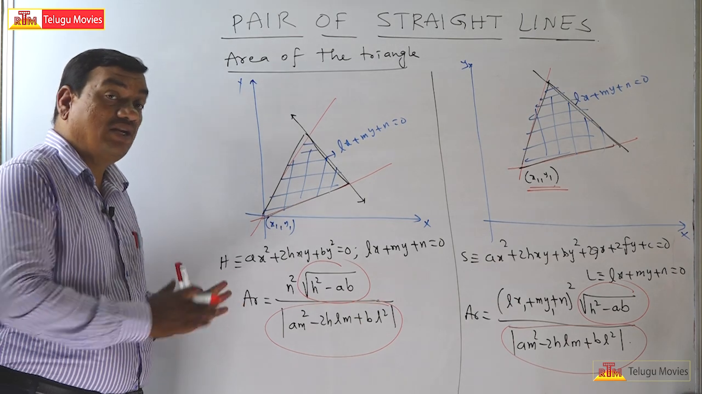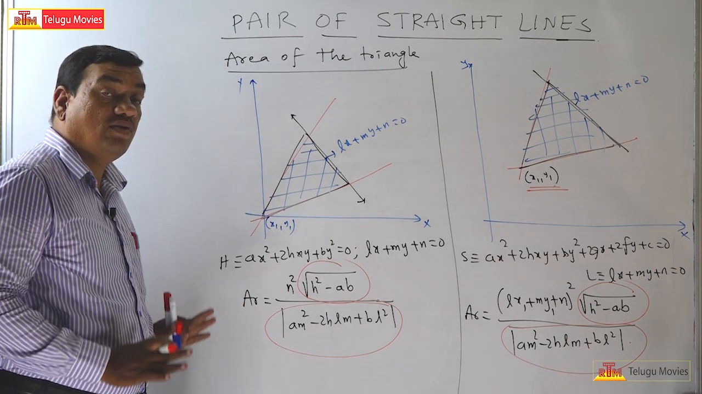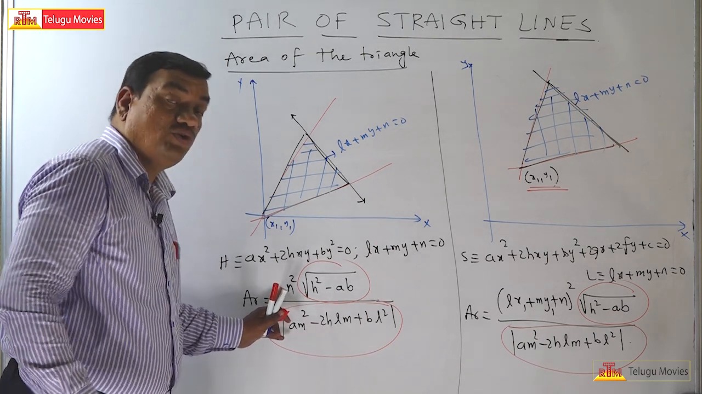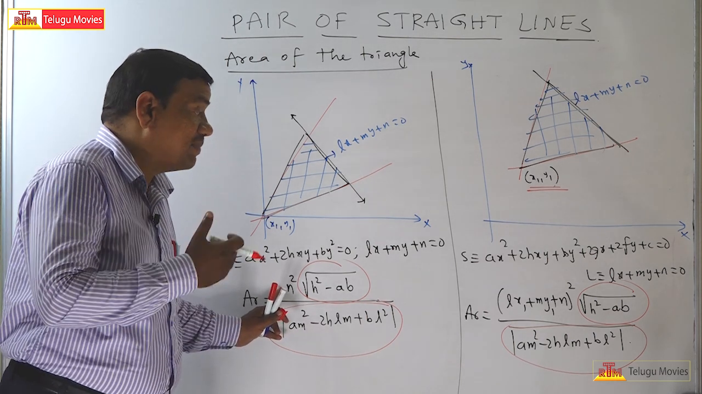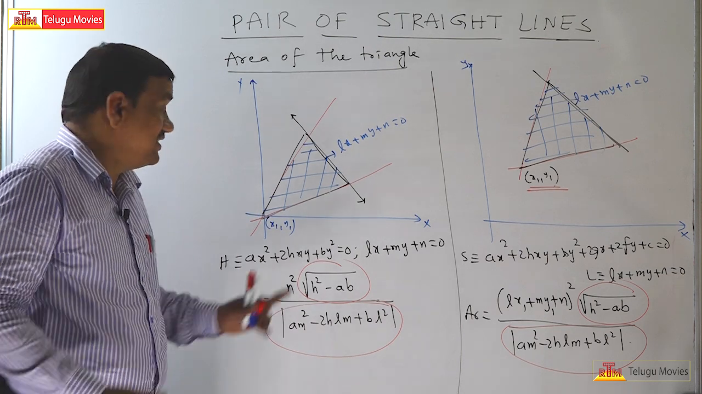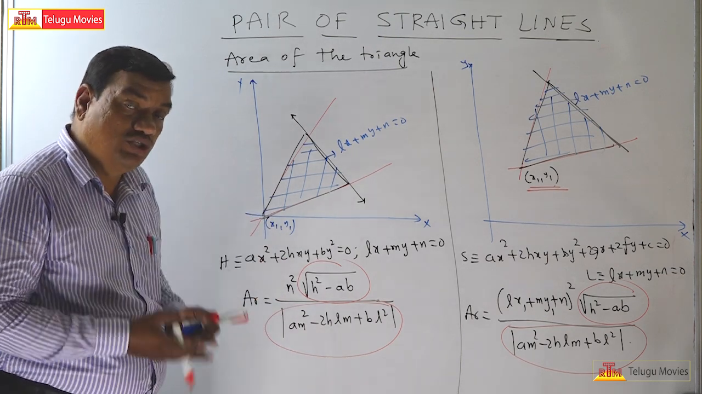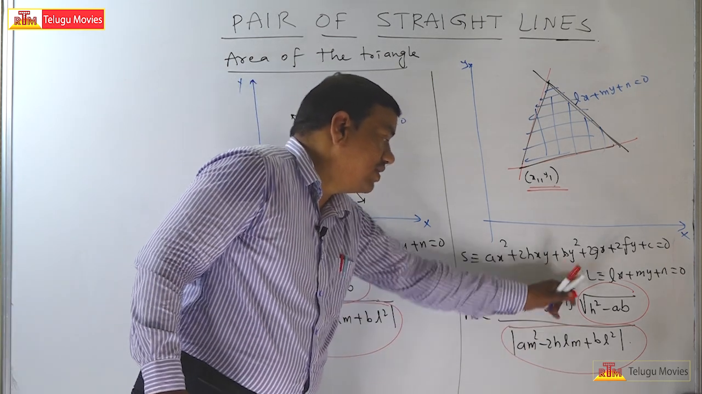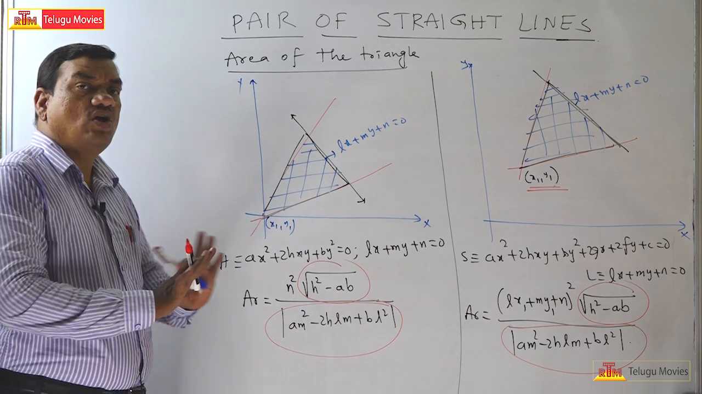So, like that. Both cases' formulas have only one difference: in place of the earlier term, you have to put (lx1 + my1 + n) whole square. So, if the point x1, y1 happens to be 0, 0, meaning the lines pass through the origin, put 0 for x1 and y1 and you will get n square.